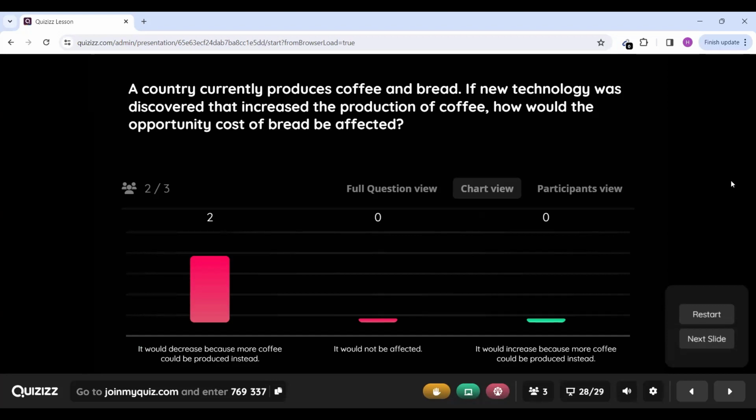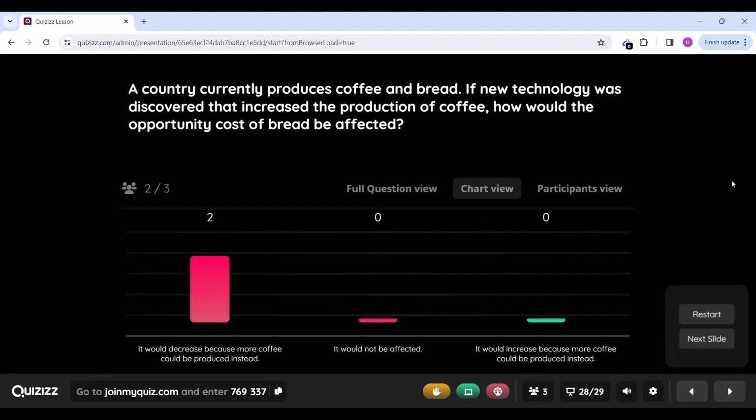So let's say it doubled the production of coffee. Instead of making one loaf of bread, let's say it took 1 pound of coffee to produce one loaf of bread. Now it takes 2 pounds of coffee loss to produce one loaf of bread. There would be a higher opportunity cost in that case.